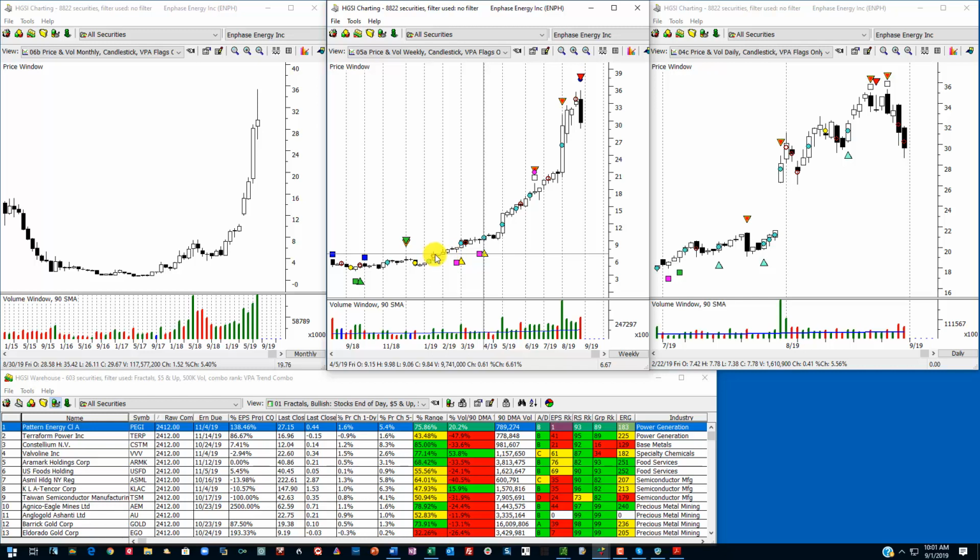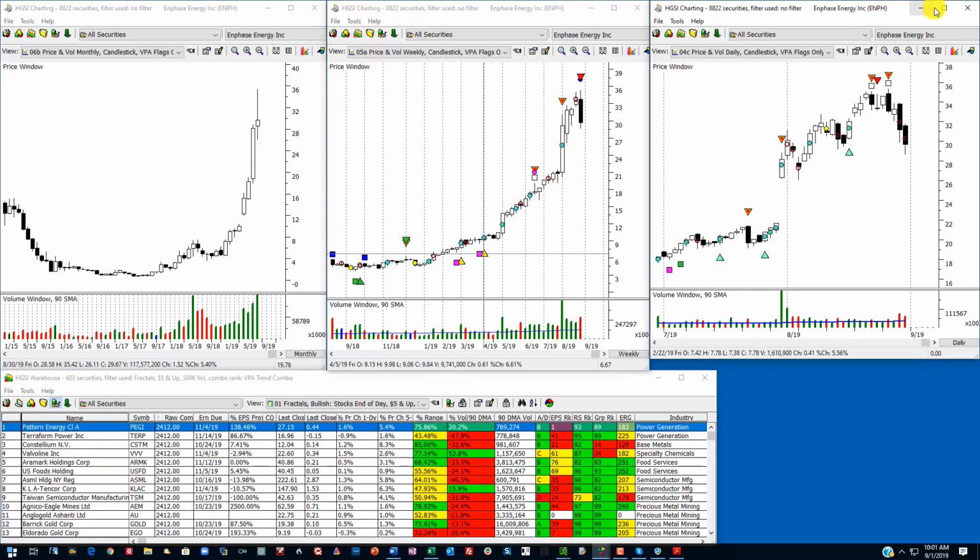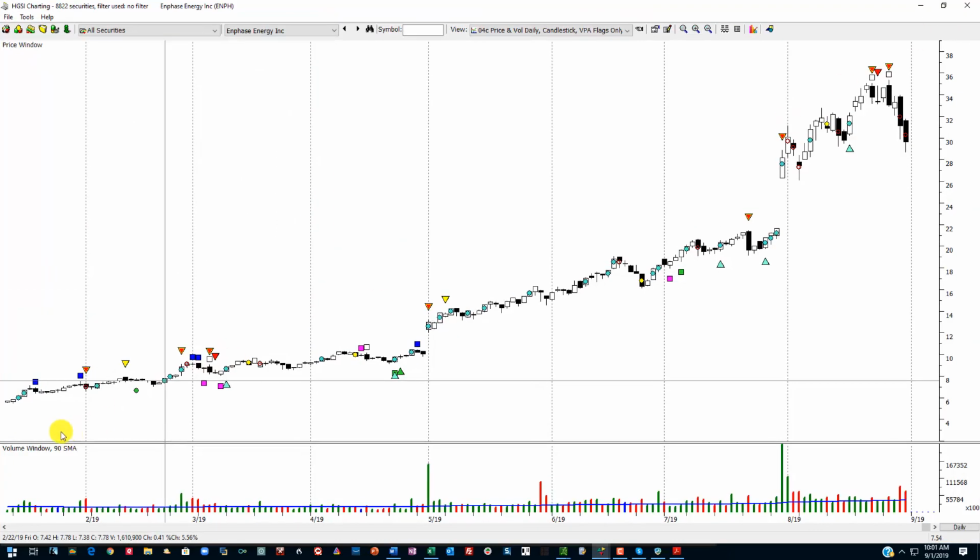Another thing about this chart is notice how tight it is on the weekly chart. Let's go back to the daily chart also for that time frame, and you can see that it was very tight in here. It had begun forming an uptrend and a series of higher highs and higher lows, which we want to see on these stocks, because it means that the stock is being accumulated because there is more demand than supply.